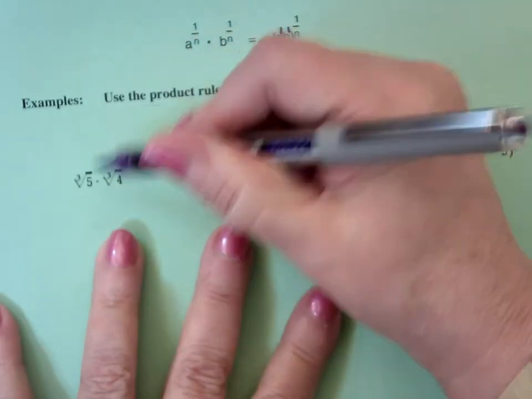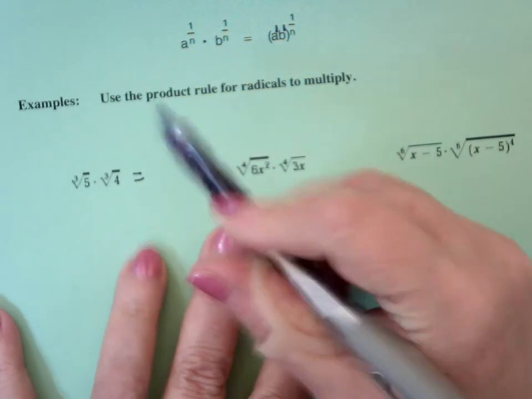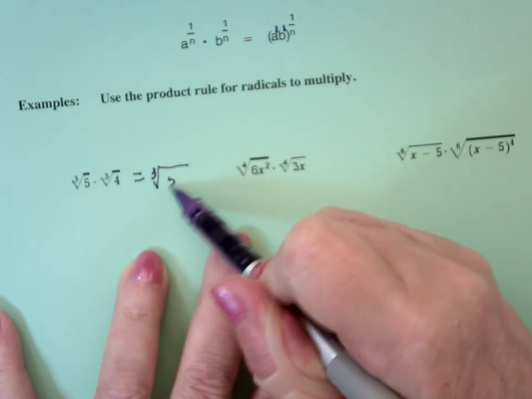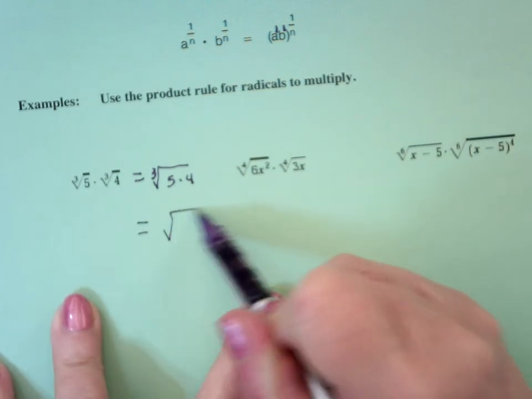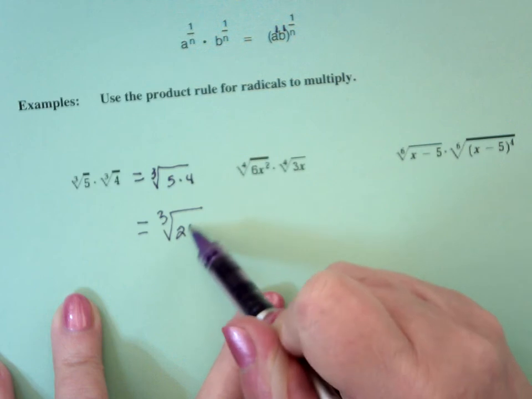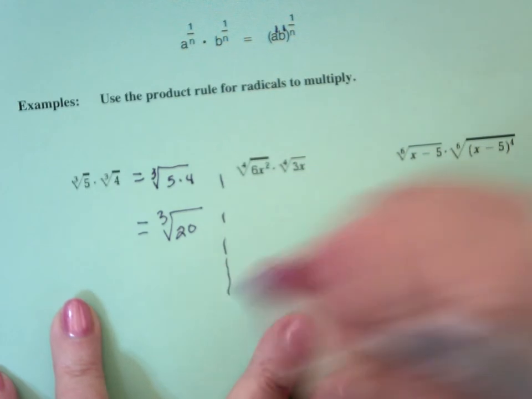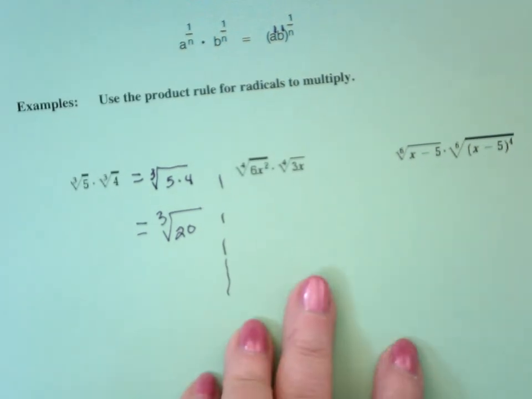If I look at the cube root of 5 times the cube root of 4, this is the same as the cube root of 5 times 4, which turns into the cube root of 20. Now, we're not simplifying radicals yet, so I don't look to see is there going to be something that I can do with this. That's not what the issue is with this.